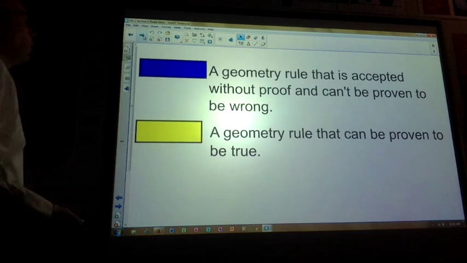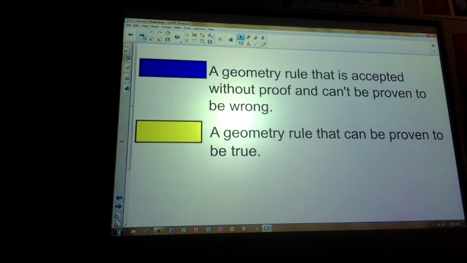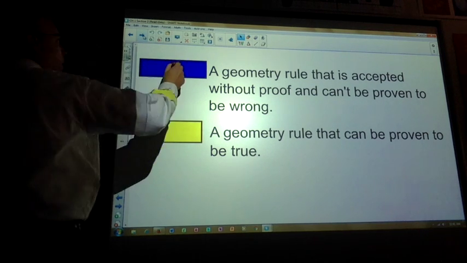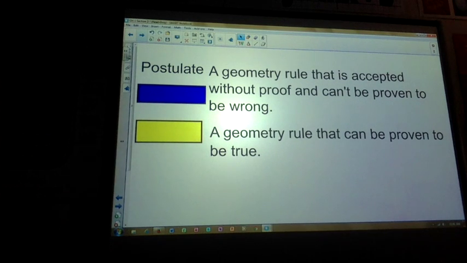Let's do it. Oh, and a geometry rule that is accepted without proof and cannot be proven to be wrong. A geometry rule that is accepted without proof. It's a postulate. Okay, so a postulate is a rule that we don't have to prove. So what I want you to start thinking about is there are certain laws that are out there. One of them is called a postulate. A postulate doesn't have to be reproven. We could use it to justify other things happening.